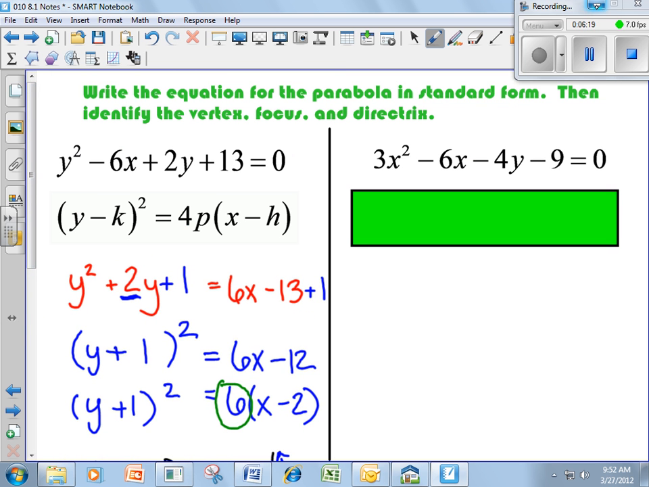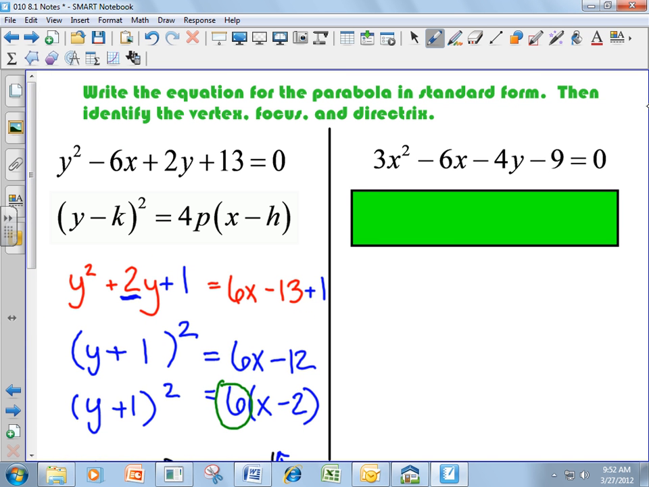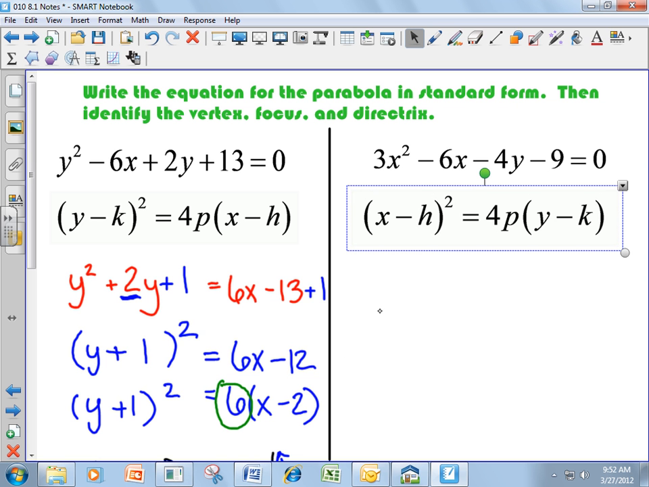Let's go ahead and look at this second equation. Notice what I've changed for you in the second equation is, instead of the y being squared, the x is squared. So this is going to either be a facing up or down parabola. A reminder of what the standard form for an x squared parabola looks like.